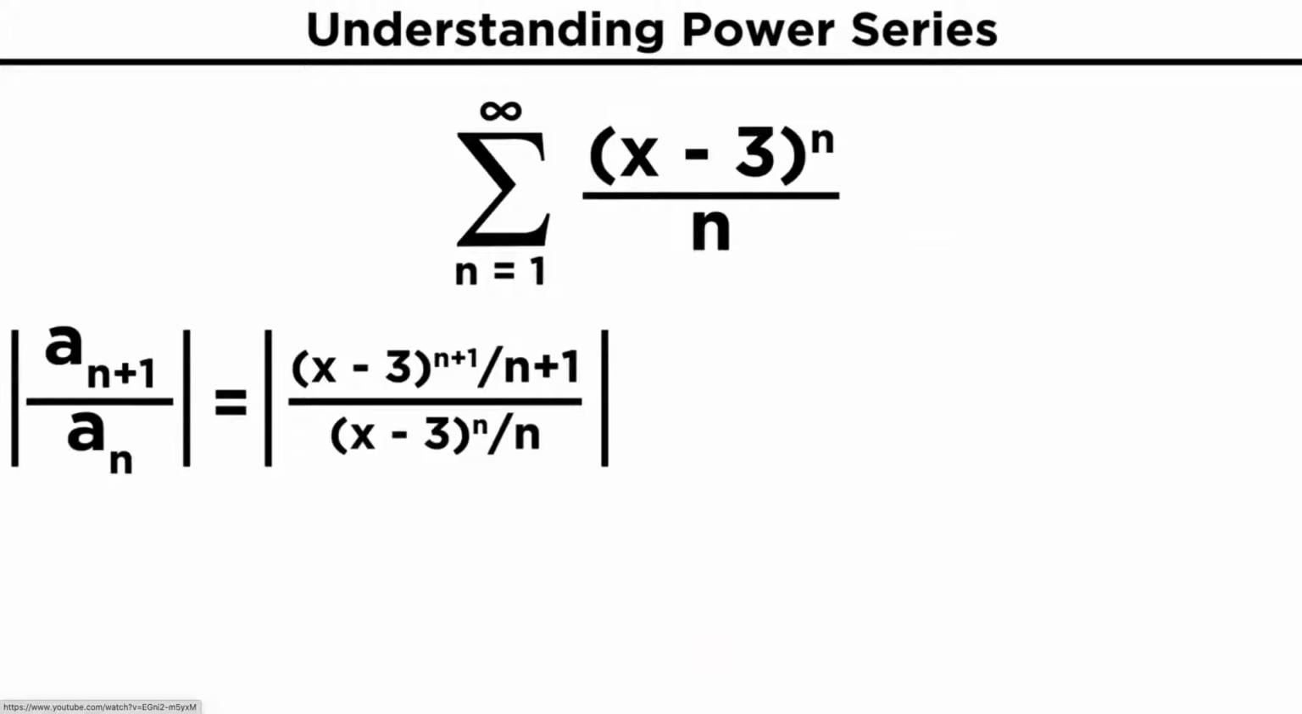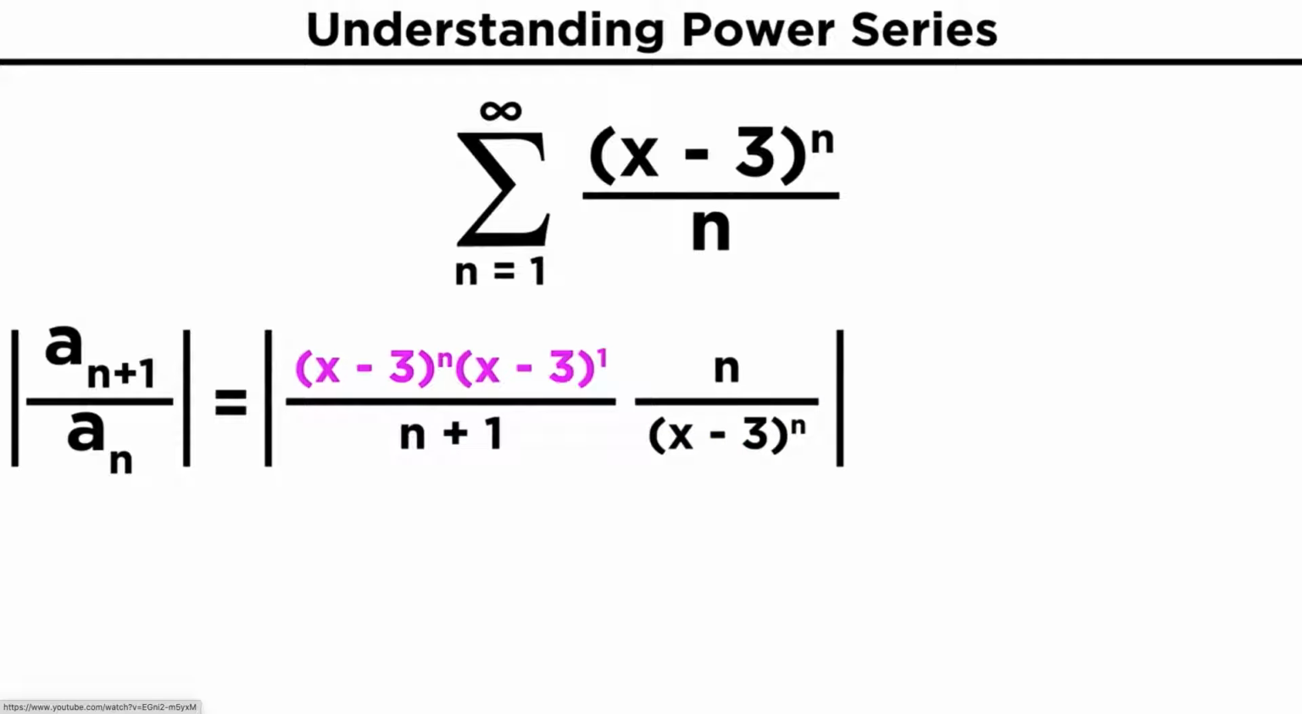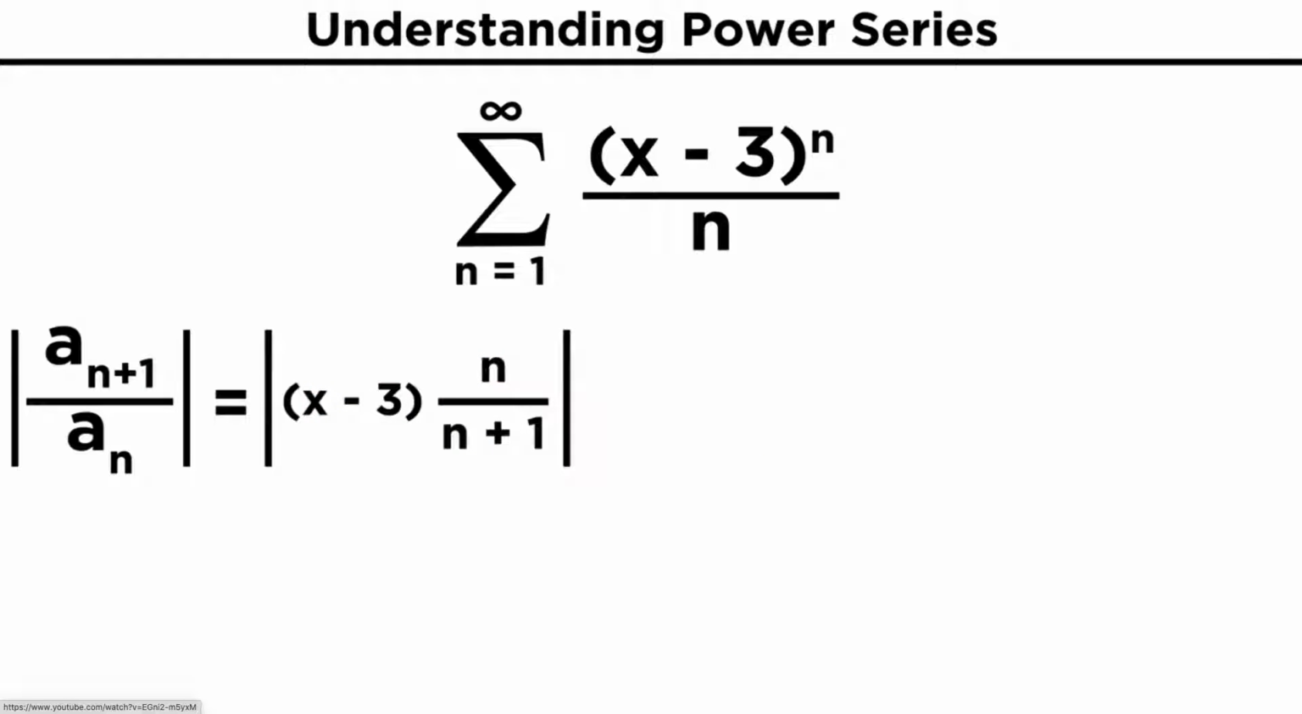Remembering the ratio test from the previous tutorial, let's change n into n plus 1, and then take the regular version and flip it to bring it up here. To simplify, x minus 3 raised to the n plus 1 can become x minus 3 raised to the n times x minus 3 raised to the 1. This more complicated term then cancels, leaving us with x minus 3 times n over n plus 1.